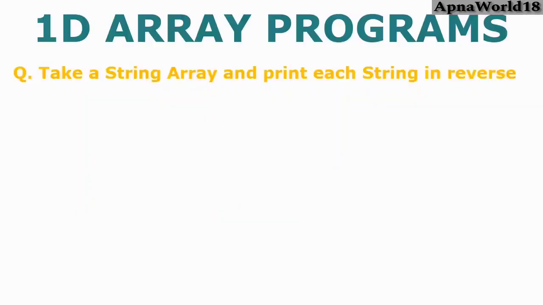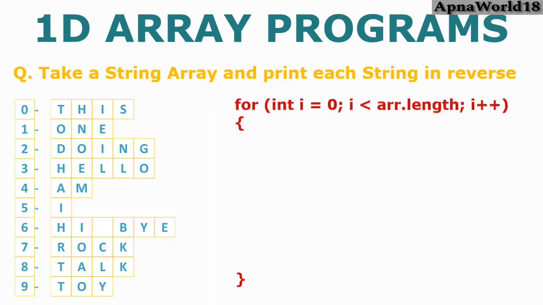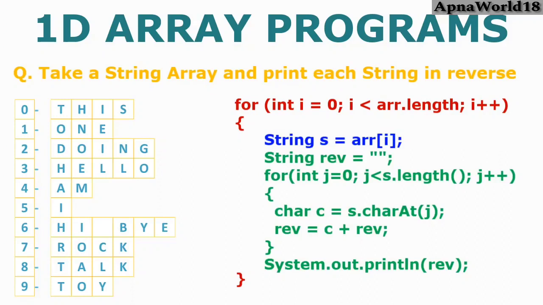So the program which we are going to do is to take a string array and print each string in reverse. Here we have an array of strings, so we take a standard array traversal loop. Now inside this loop, we will insert our string reversal program. I have first copied each array string into string S for ease of use and familiarity, but you can use arr[i] directly in the string program as well.